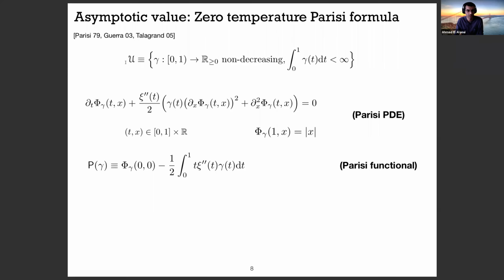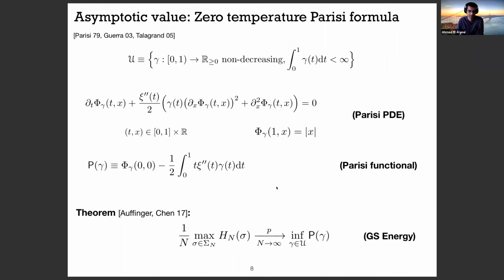Here you have to start with a set. Let U be a set of functions that go from the interval [0, 1] to the positive reals. These are non-decreasing and they're L1. You have to consider this nonlinear PDE that is called the Parisi PDE, in which you take one of these functions gamma and put it here in the nonlinearity. You solve this PDE backwards from this terminal condition. Now you consider this functional that takes the solution at the point (0, 0) and subtracts this linear term in gamma. This is a functional of gamma that is called the Parisi functional.